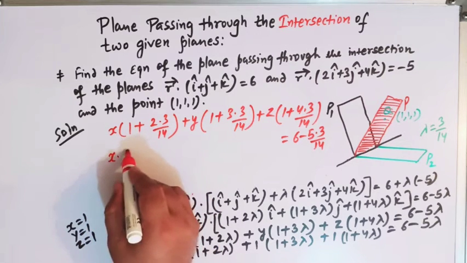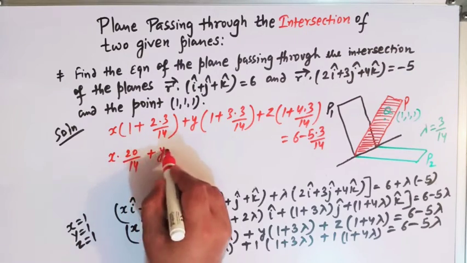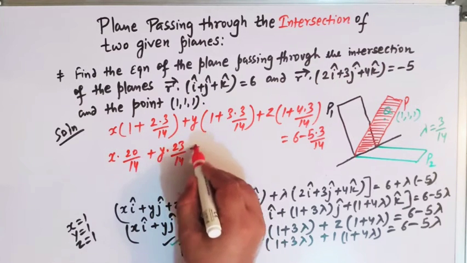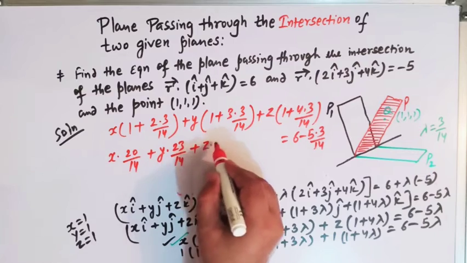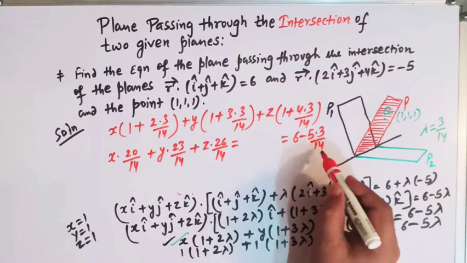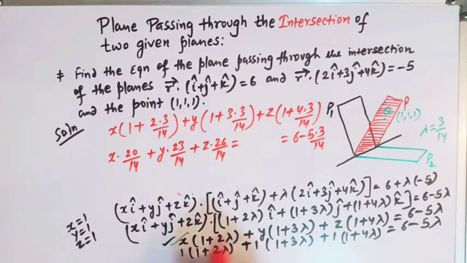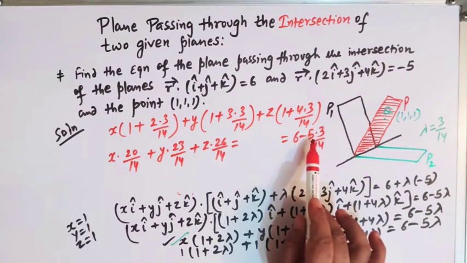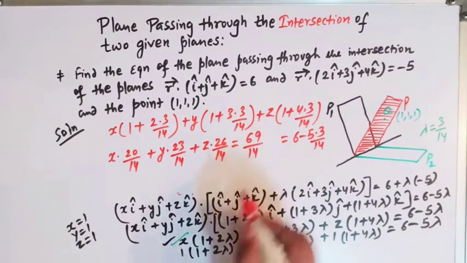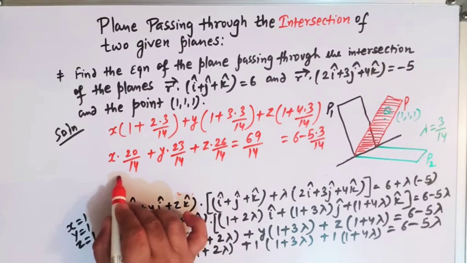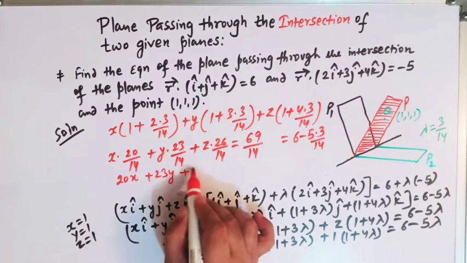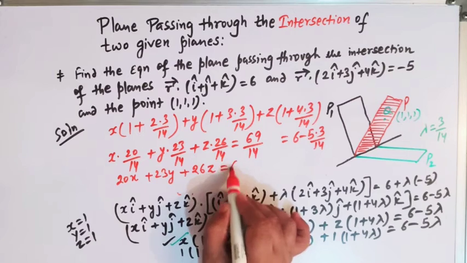Now if we simplify this expression, we have x times 20 by 14, here we have y times 23 by 14, and then here z times 26 by 14, and here we can write 14 times 6 is 84, and 84 minus 15 is 69. So here we have 69 by 14. Now multiplying throughout by 14, we get 20x plus 23y plus 26z equal to 69.